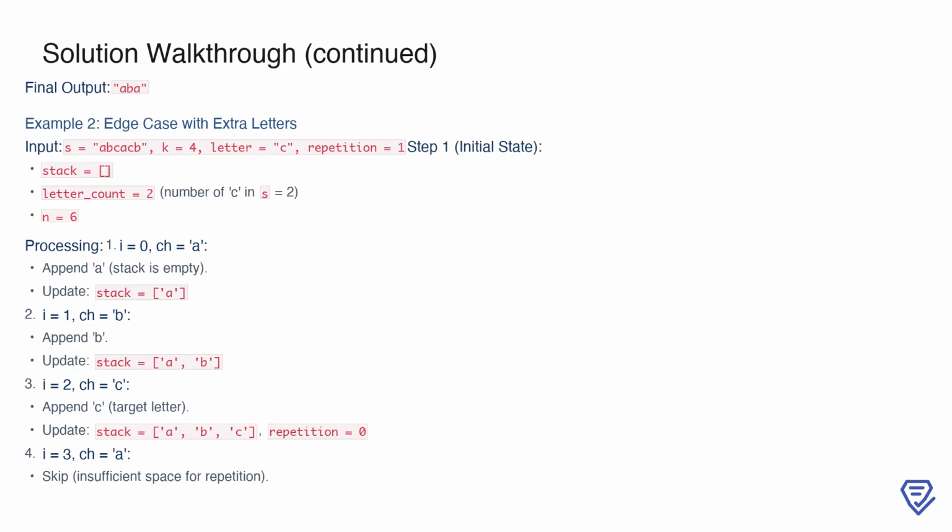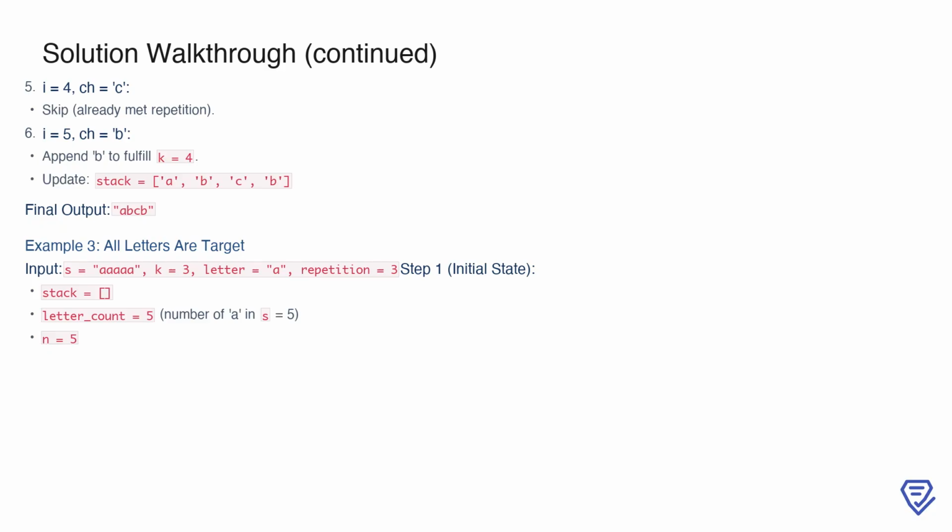At index 3, the character is a. We skip this character because adding it would leave insufficient space to meet the required length of 4. At index 4, the character is c again. However, since the repetition requirement for c has already been fulfilled, we skip this character. Finally, at index 5, the character is b. We append b to the stack to complete the subsequence of length 4. The stack now contains a, b, c, and b, which satisfies all the problem constraints. The final output for this example is abcb.